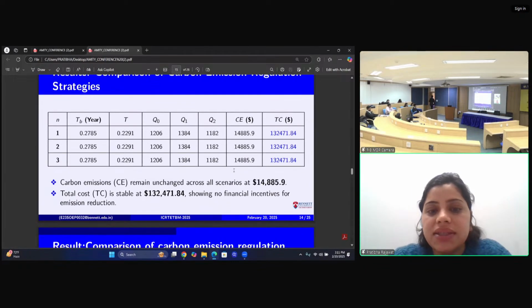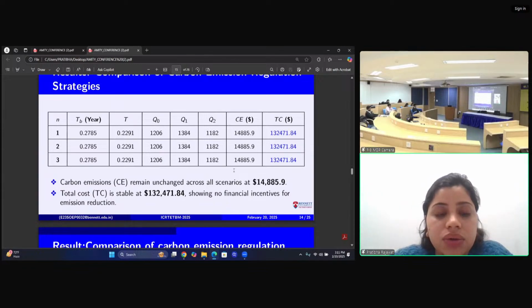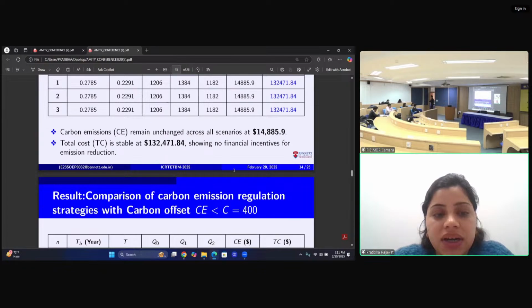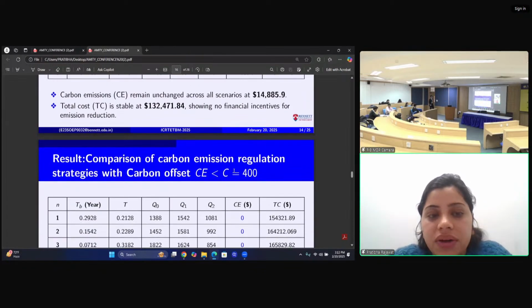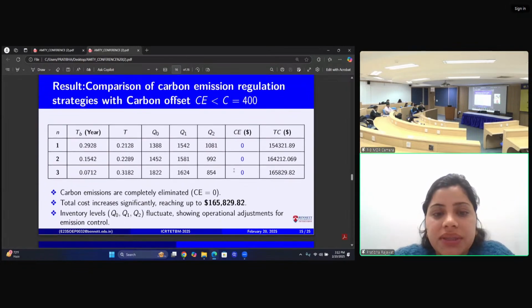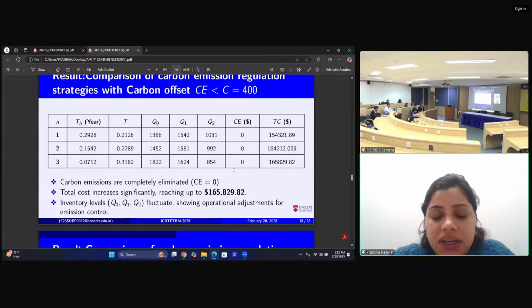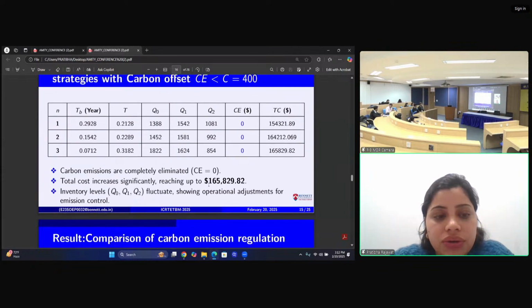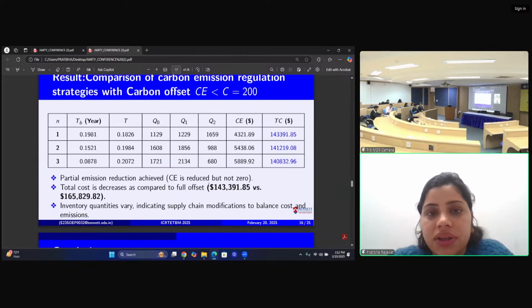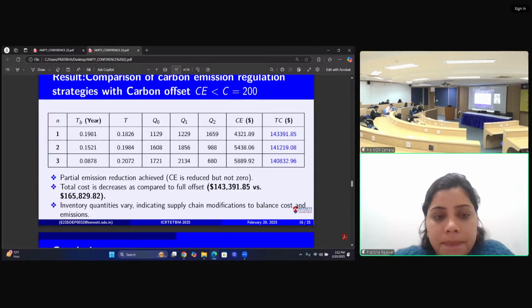The carbon emission CE remains unchanged across the scenarios at about 14.8, and total cost is stable. This shows no financial efficiency of the emission carbon reduction. Similarly, the result comparison of the carbon emission regulation studies with carbon offset. As in this table, carbon emissions are completely eliminated, CE equals 0, in the result comparison of the carbon regulation strategies for the carbon offset.